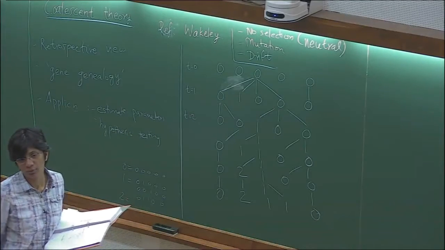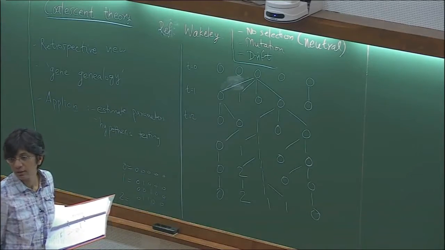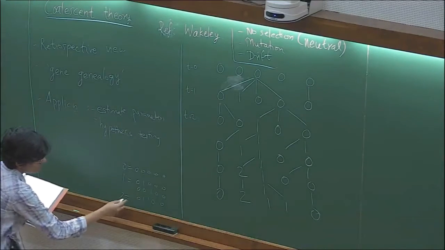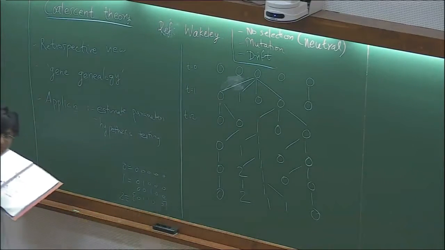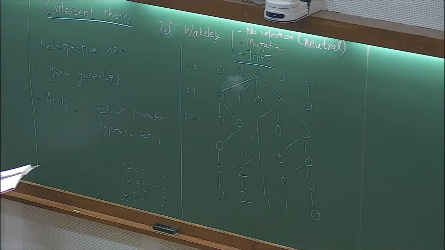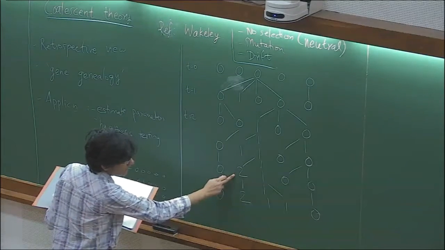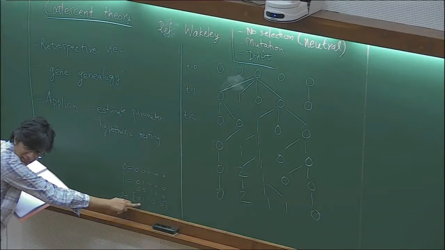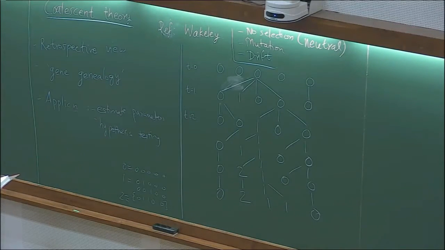Sorry, I didn't explain this properly. 2 represents a sequence with 2 mutations, no matter where. So I'm just drawing the number of mutations and how they are changing. Is this okay, what I've drawn here? Okay.